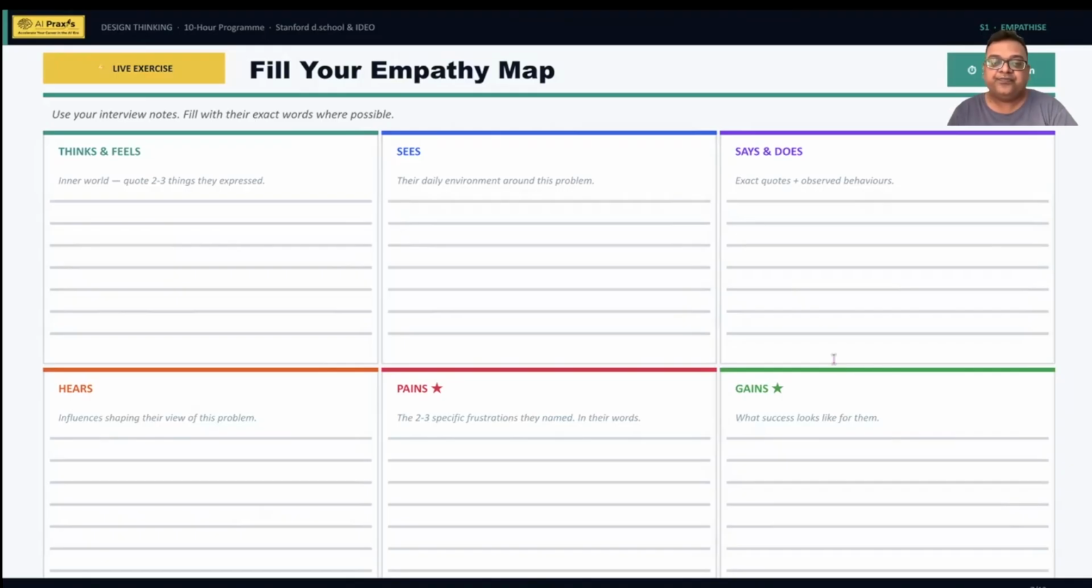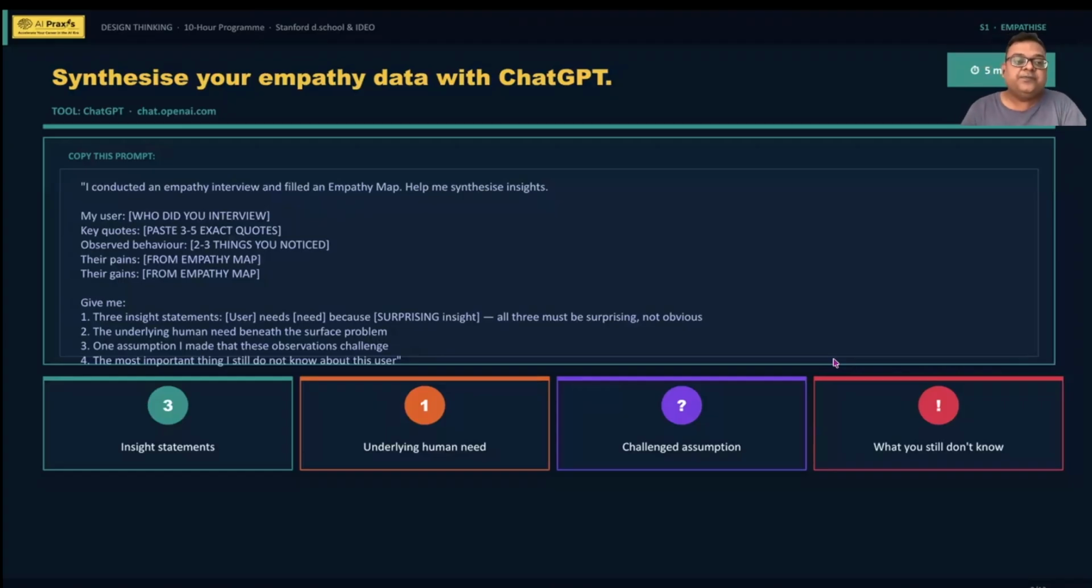Okay. So the key takeaway is very simple. Don't fill the empathy map with opinions. Fill it with evidence. The stronger your evidence, the stronger your understanding, and the stronger your understanding, the better your design decisions will be.